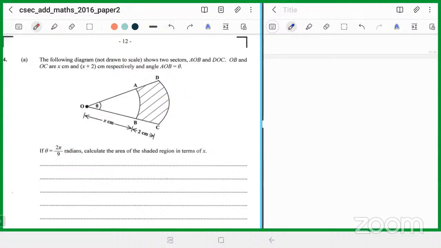That's quite simple. The area shaded is the area of the larger sector minus the area of that smaller sector. That leaves us with the area shaded. So we can set it up like this. Area shaded equals area of large sector, let's call it that, minus area of the smaller sector.